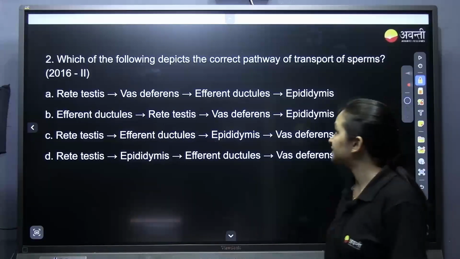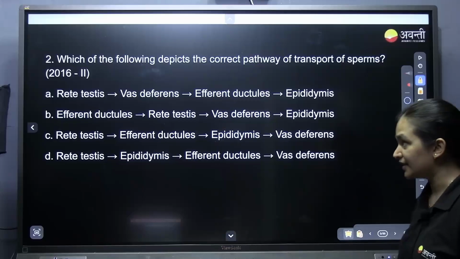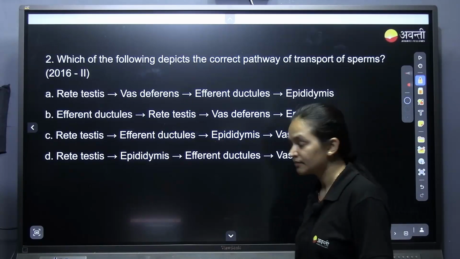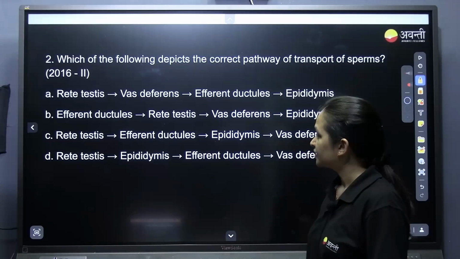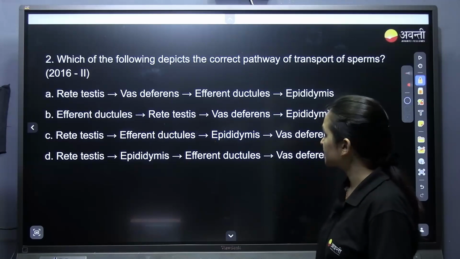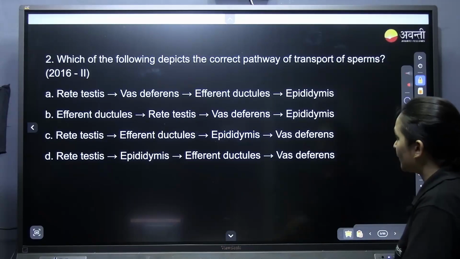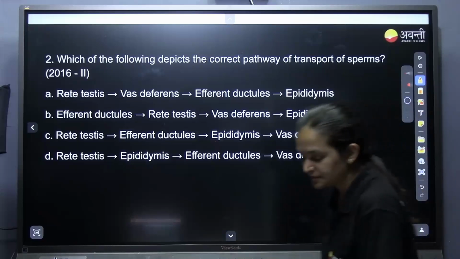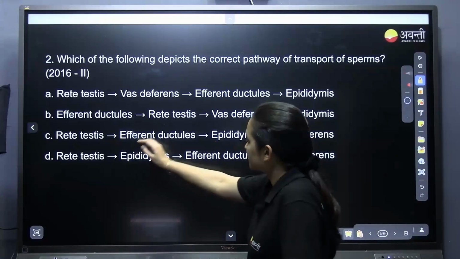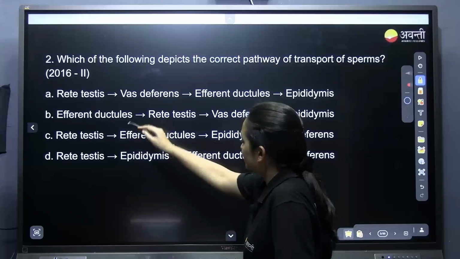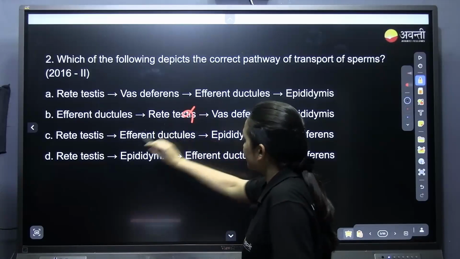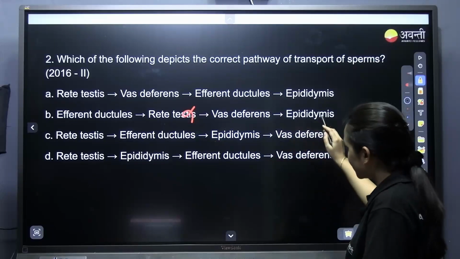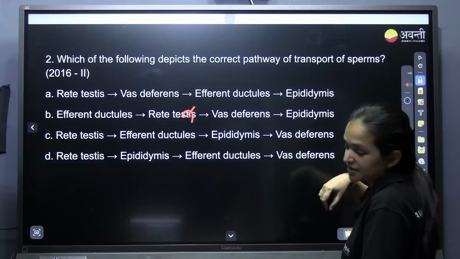Which of the following depicts the correct pathway of transport of sperms? Again a similar question. Tell me. Rete testis, vas deferens, efferent ductules and epididymis. Which is the correct answer? Okay, not this. Rete testis, efferent ductules, epididymis and vas deferens.